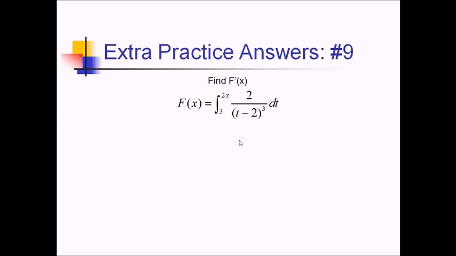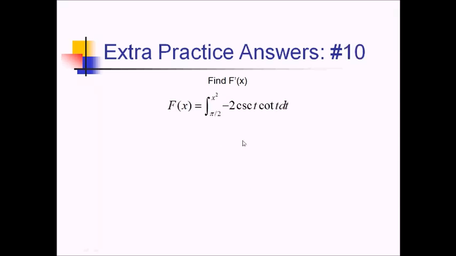For this one, we're trying to take the derivative of this integral. So plugging our upper limit in for the dummy variable, we've got 2 over quantity 2x minus 2, quantity cubed. But then we're going to have to multiply by the derivative of 2x, which is 2. So when the dust settles, we end up then with 4 over 2x minus 2, quantity cubed.